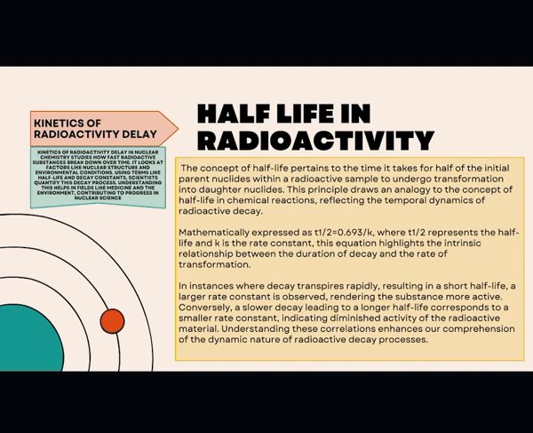So basically, in instances where decay transpires rapidly, resulting in a shorter half-life, a larger rate constant is observed, rendering the substance more active. Conversely, a slower decay leading to a longer half-life corresponds to a smaller rate constant, indicating diminished activity of the radioactive material. Understanding these correlations enhances our comprehension of the nature of radioactive decay processes.